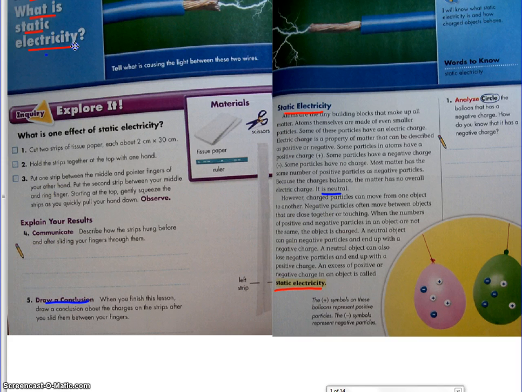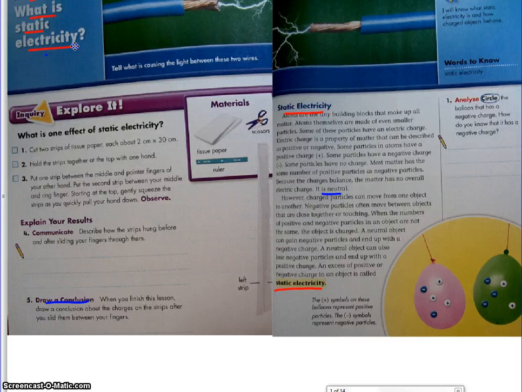However, charged particles can move from one object to another. Negative particles often move between objects that are close together or touching. When the number of positive and negative particles in an object are not the same, the object is charged. A neutral object can gain negative particles and end up with a negative charge. A neutral object can also lose negative particles and end up with a positive charge. An excess of positive or negative charge in an object is called static electricity.